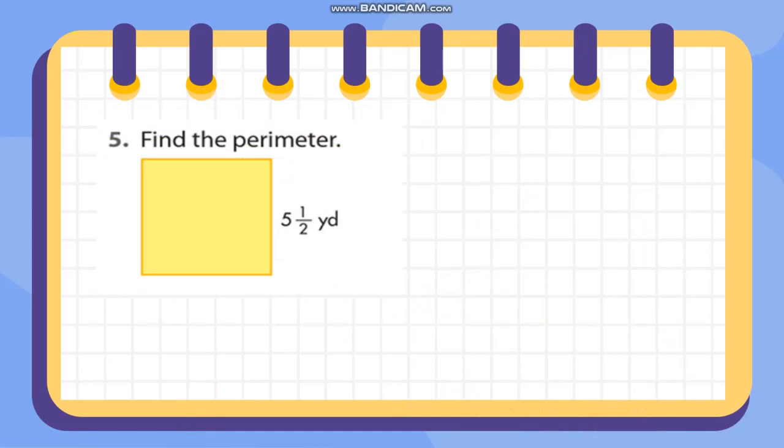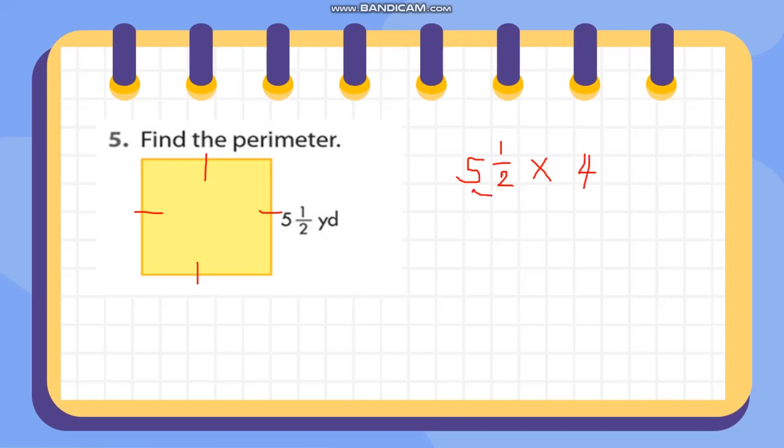Okay, so let's continue. Find the perimeter, 5 1/2 yards. So this is a square. It means all sides are equal. So you have 4 equal sides. So we just simply multiply 5 1/2 by 4.